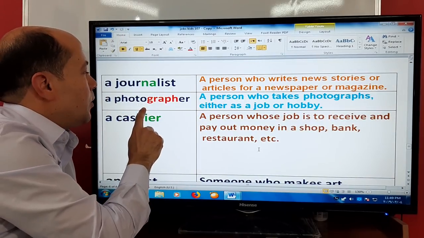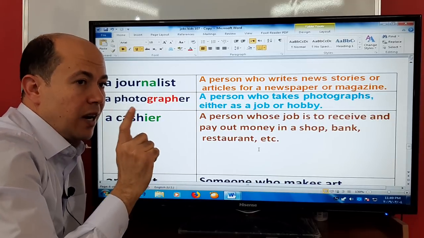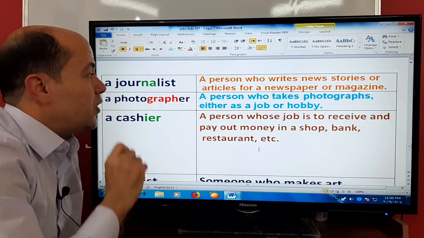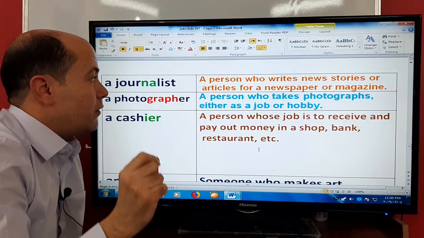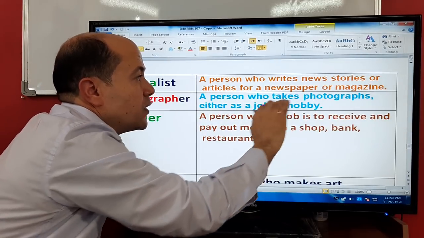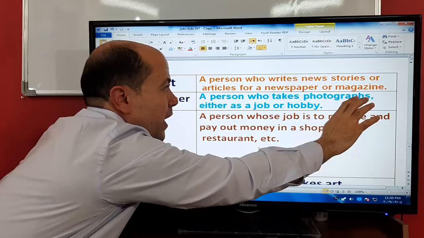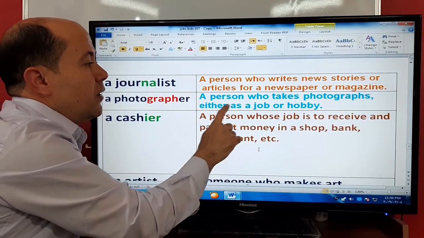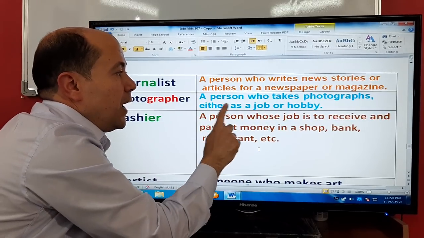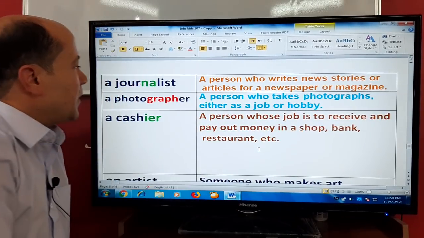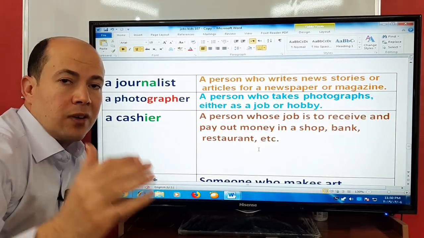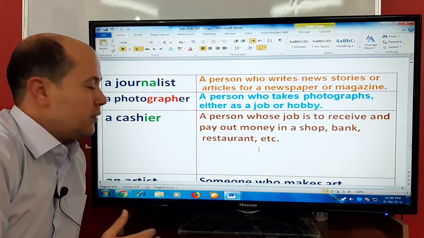A photographer, مصور. A photographer, not photographer, okay? Photography. فن التصوير. Photography. Photographer. A person who takes photographs. Photographs, صور بقى. Photos, photographs. Either as a job or a hobby. الشخص اللي بيلتقط صور إما كوظيفة أو كهواية. A photographer. He's a photographer. He works as a photographer. I need a photographer.